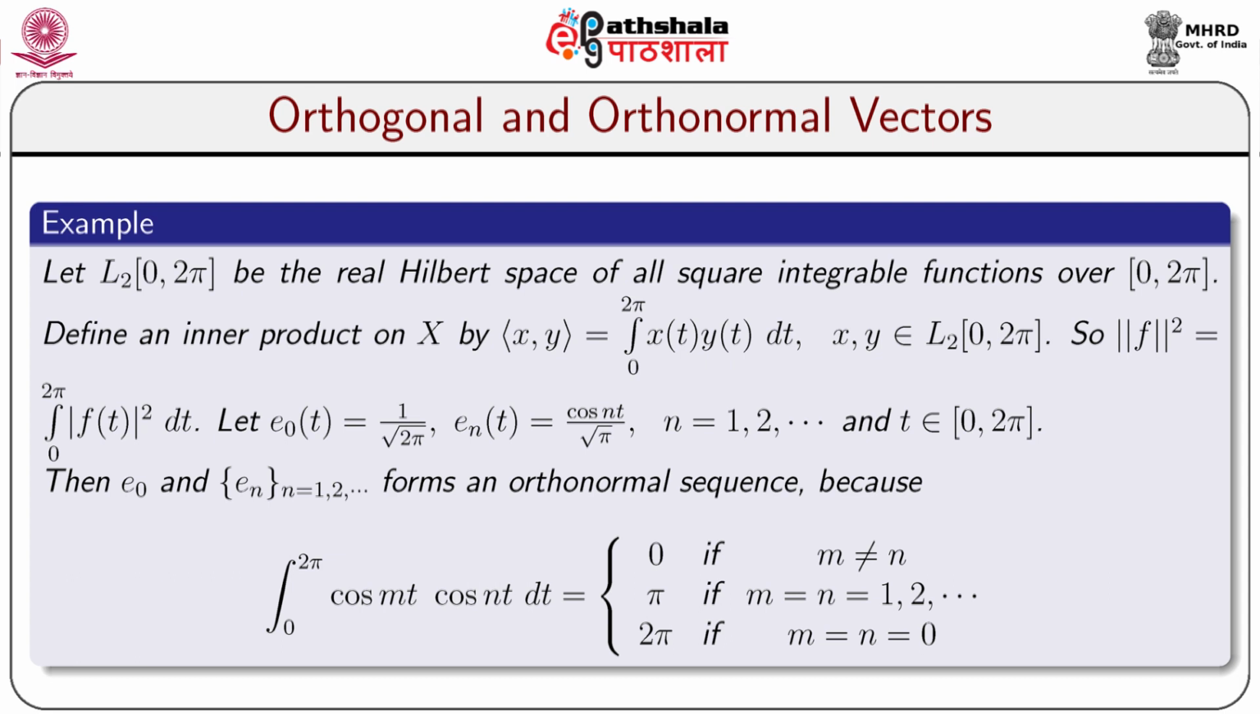Let e0(t) is equal to 1 by root over 2π, en(t) equal to cos nt by root over π, n = 1, 2 and so on, and t belongs to [0, 2π]. Then {e0, en} forms an orthonormal set, because by reduction formula we see that the integral from 0 to 2π of cos mt cos nt dt is equal to 0 if m is not equal to n, equal to π if m is equal to n = 1, 2 and so on, and equal to 2π if m is equal to n is equal to 0.